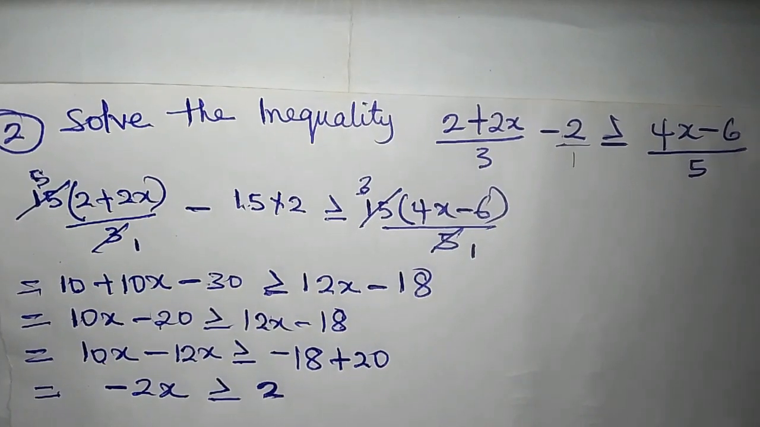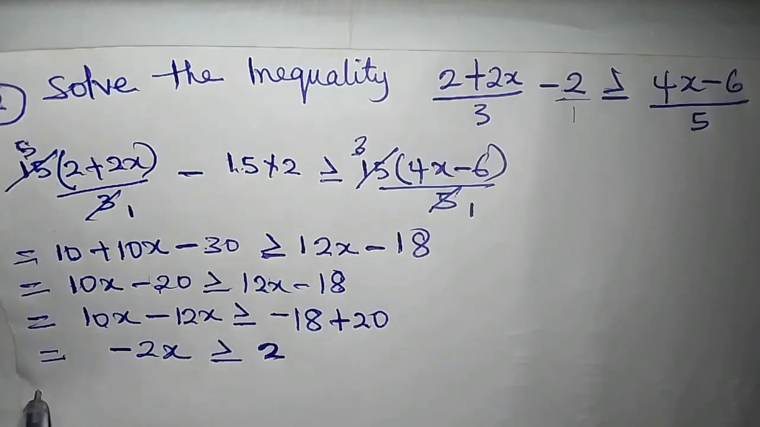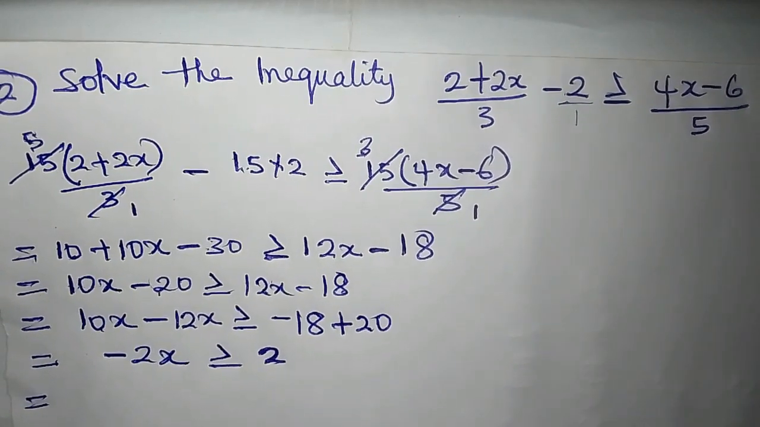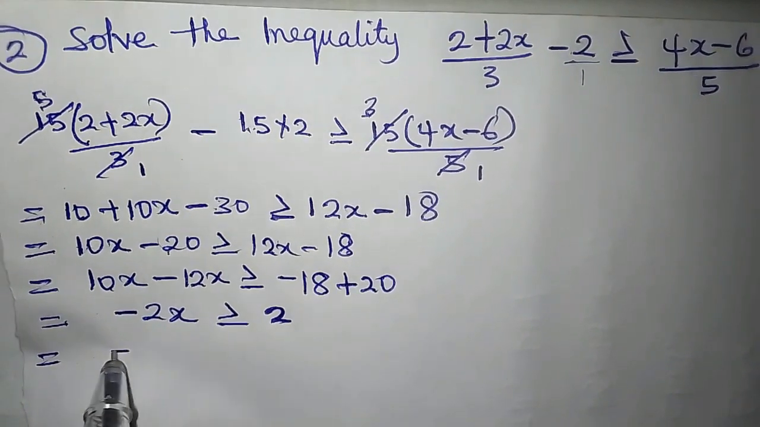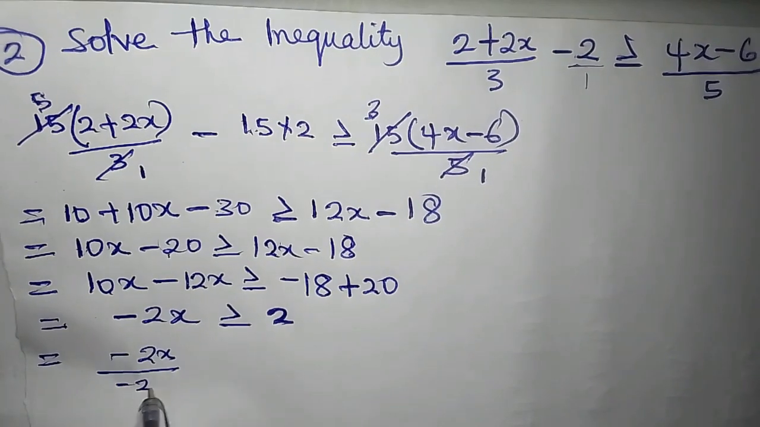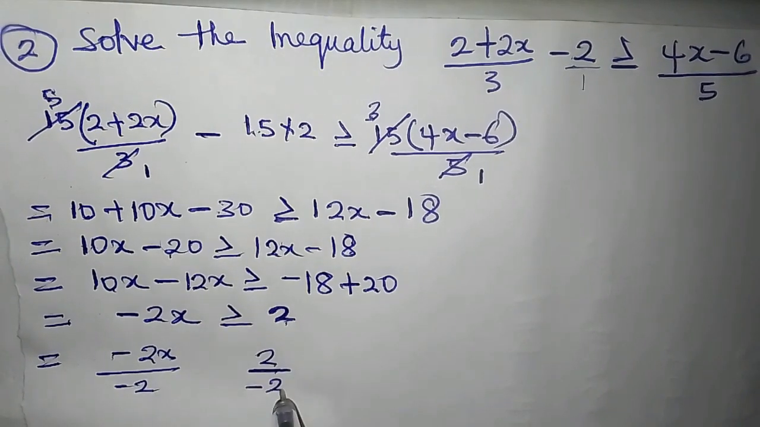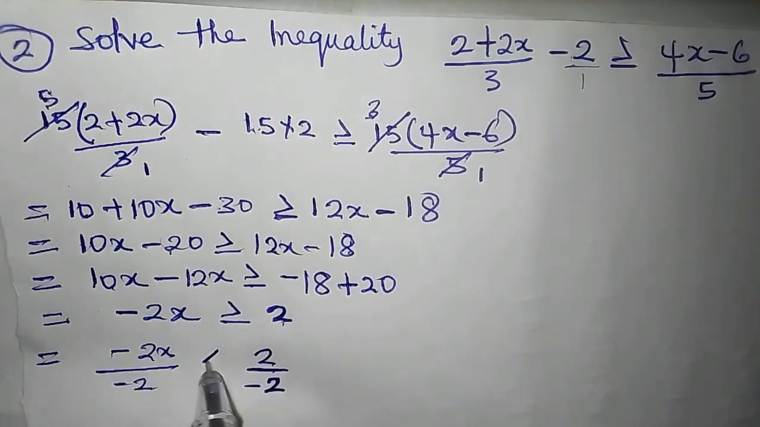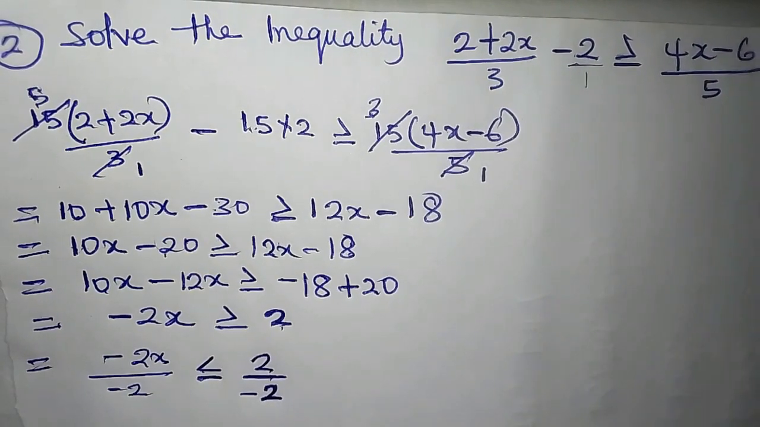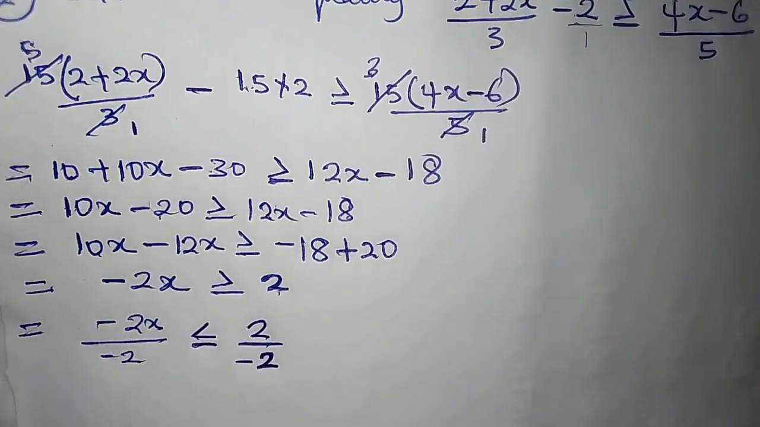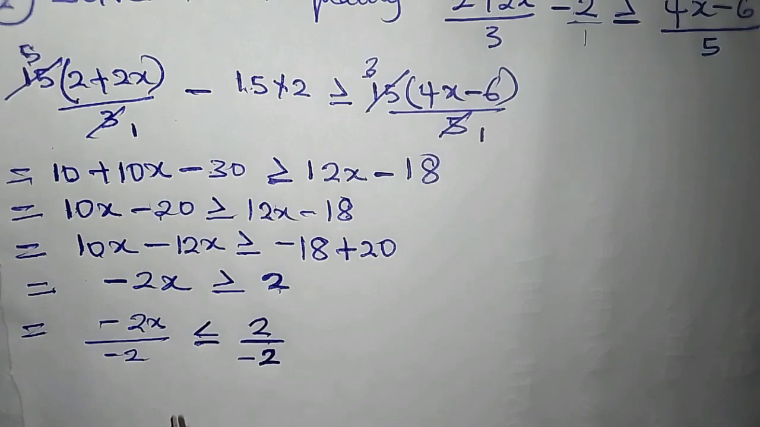So what we'll do now is to divide both sides by the coefficient of x, which is minus 2. Now, if I am dividing by a negative number, the inequality will be reversed. This is it. Minus 2x over minus 2, then I am dividing this by minus 2. The inequality will now be less than or equal to, because we are dividing by a negative number. So when you are dividing or multiplying by a negative number in an inequality, the inequality sign will change.